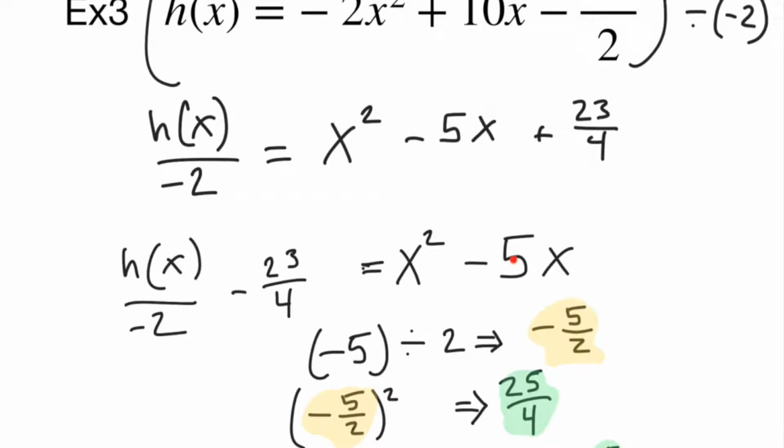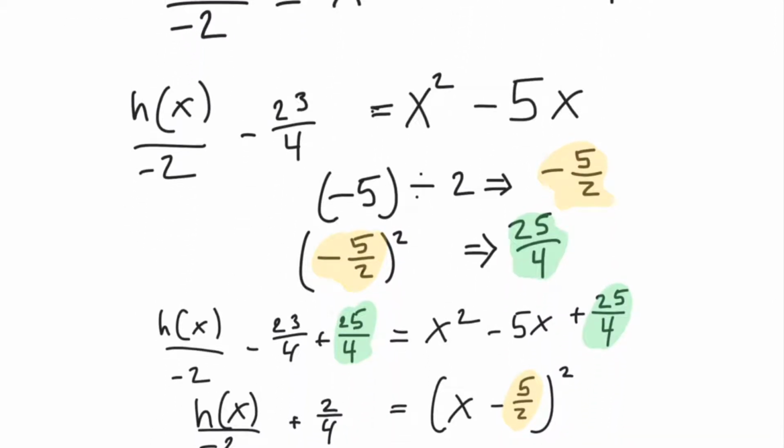The b value is negative 5. And when we divide it by 2, we get negative 5 over 2. Some people prefer to use decimals at this point, and that's fine. You can use decimals or fractions, whichever is more convenient for you. This is negative 5 halves, and when you square it, negative times a negative is a positive. This is 25 over 4. 25 squared is 25, 2 squared is 4. So here we add the green number 25 over 4 to both sides here and here.